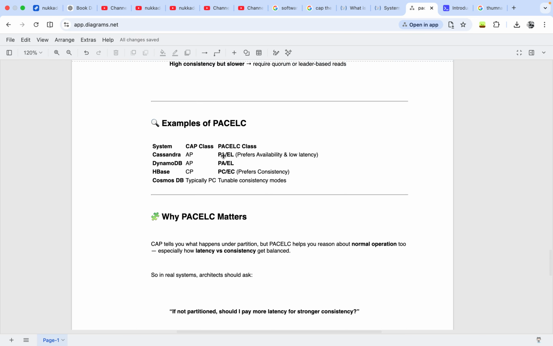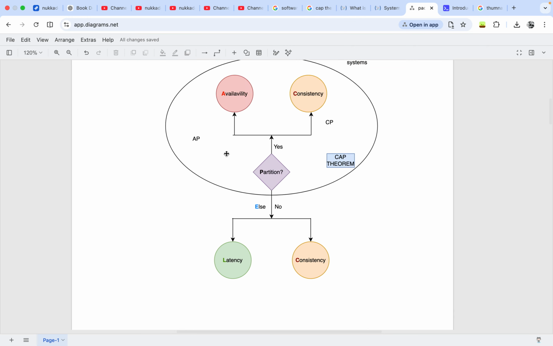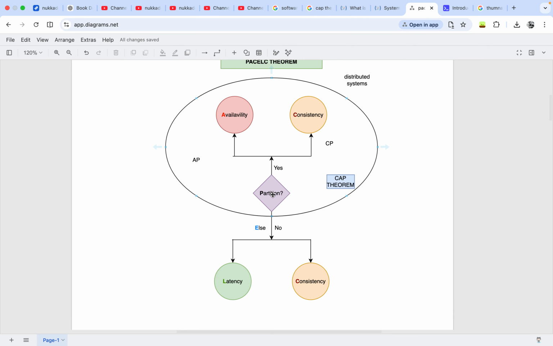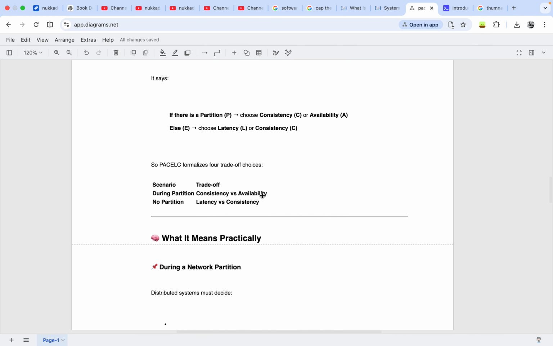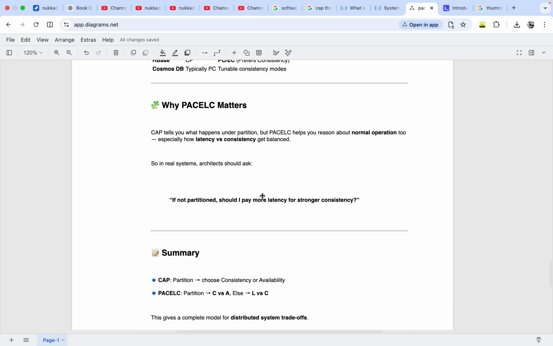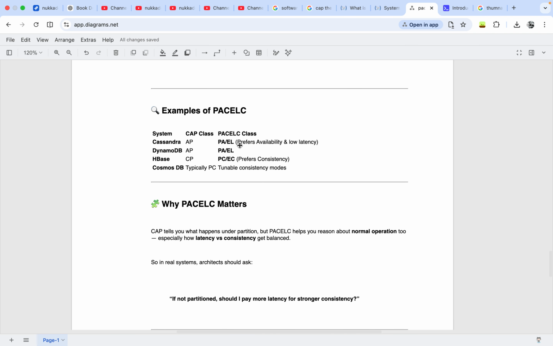Let me go again. Here you can see P and L. If partition happens, choose availability. So PA is: if partition happens, then availability. Then there is the slash. Slash is the else part. What is it saying after the slash? E is for else and L for latency. So else, choose latency. Prefer availability and low latency, right?